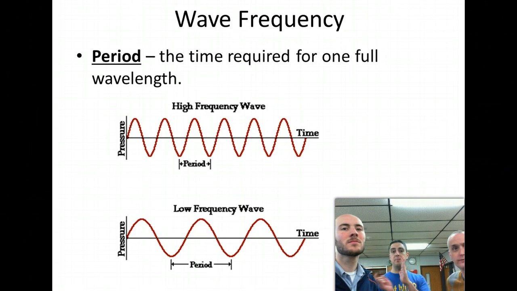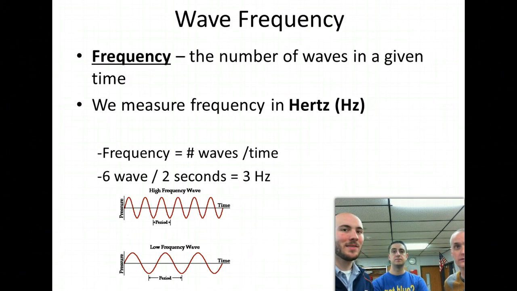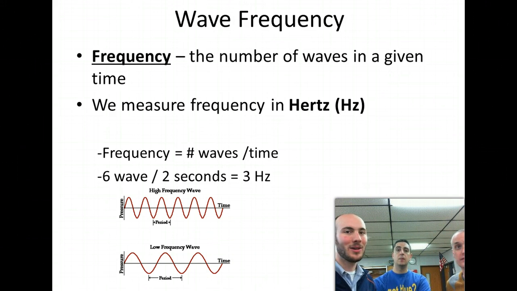The more waves that pass in a certain amount of time, the higher the frequency, which means the lower the period. If it takes a longer time for one wave to go, is that a longer period or a shorter period? A shorter period gives you a high frequency. A long period gives you a low frequency. Frequency, as we've been talking about, is the number of waves in a given time. If you have a lot of waves in a short period of time, it's high frequency. If it's only one wave in a period of time, so very few, we call that a low frequency.